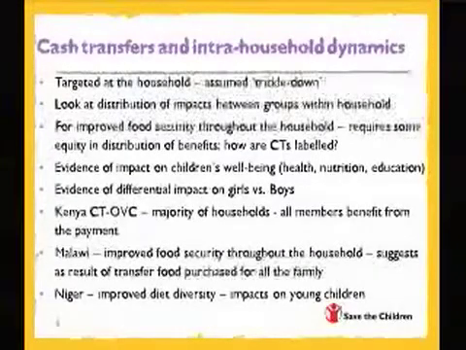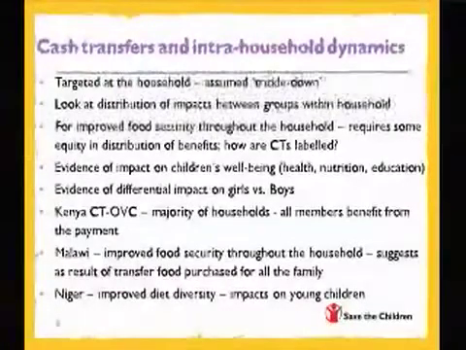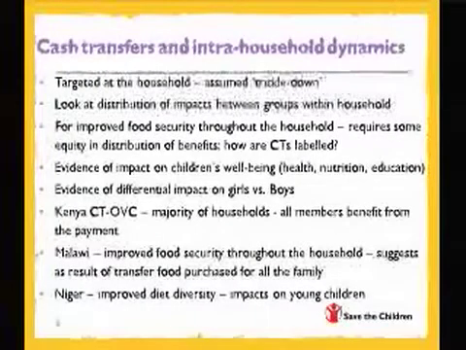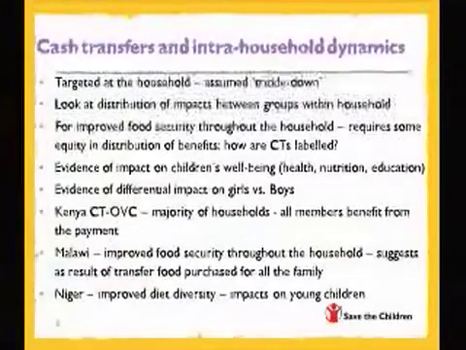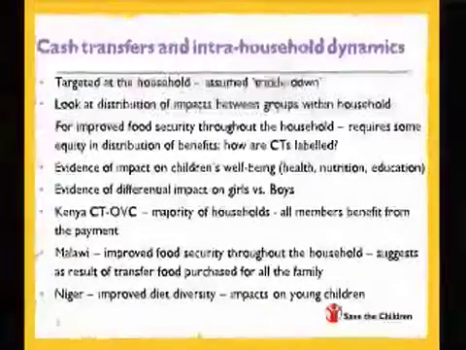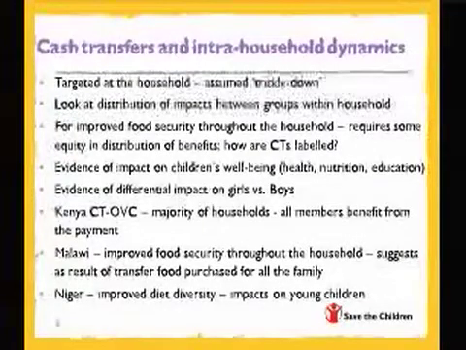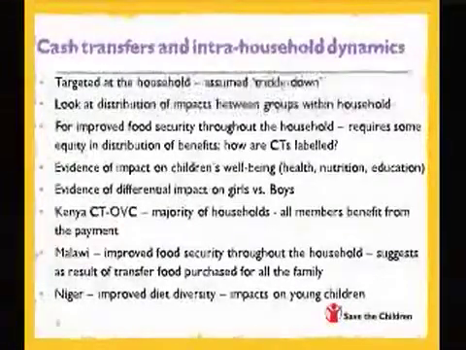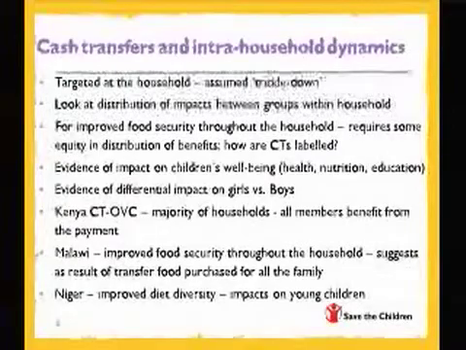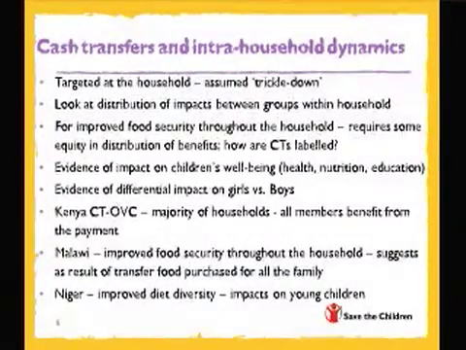So if it's got children in its name, does that influence the preferences? That's one of the questions that I've slipped in there. I don't know the answer to it, but it'd be interesting to find that out. And there is evidence of impact on children's well-being, suggesting that there is some positive distribution resulting from cash transfers within the household. And there's also evidence of differential impacts on girls and boys. So, for example, Young Lives has some information on different time use impacts on girls and boys.